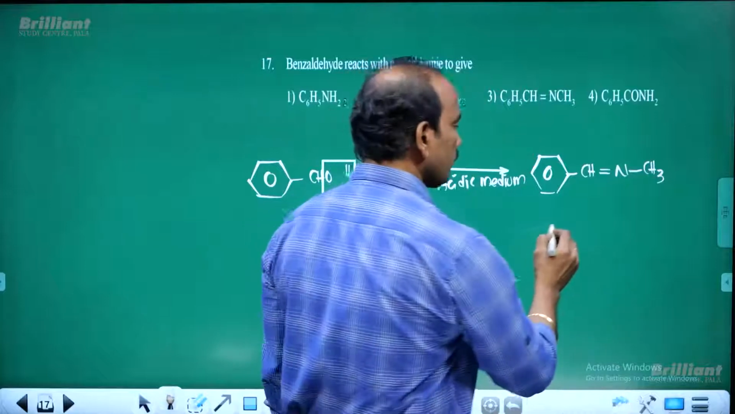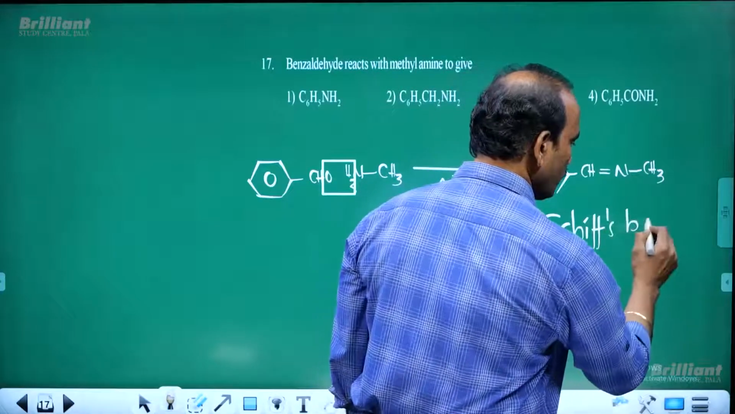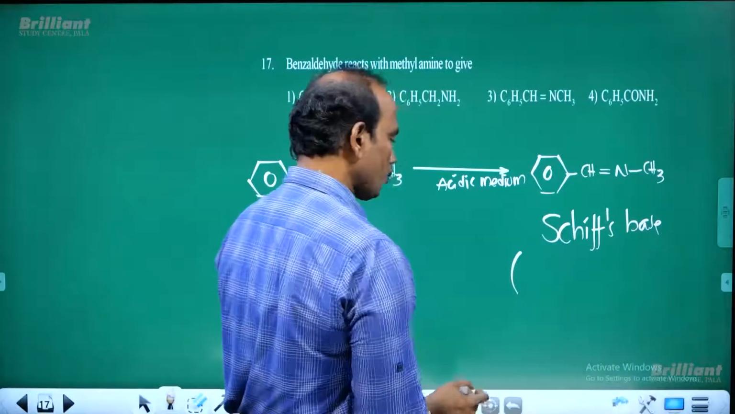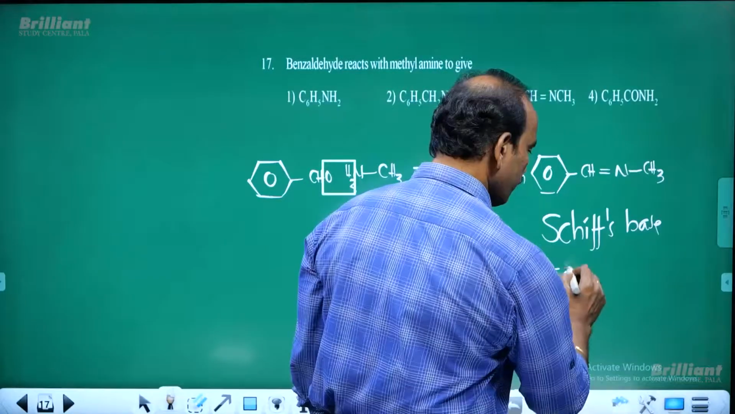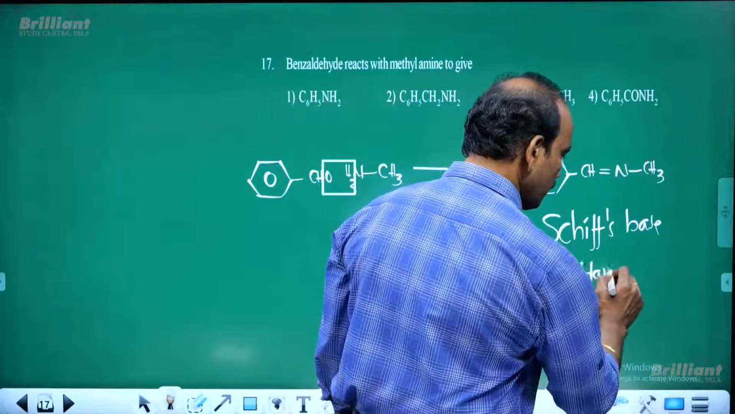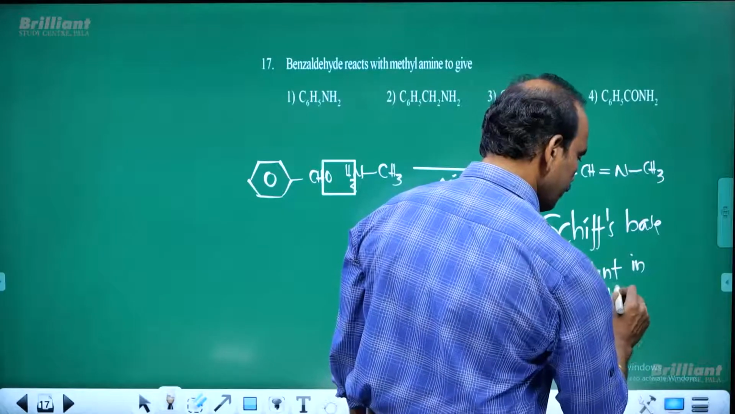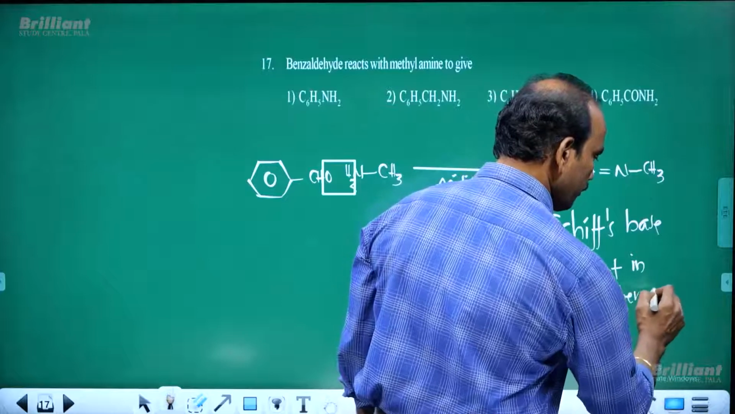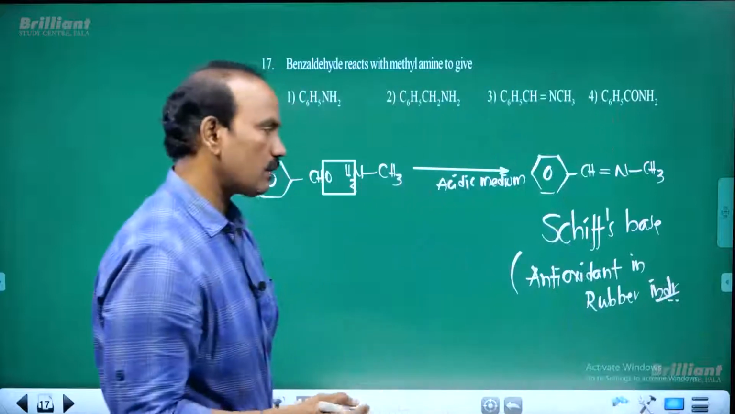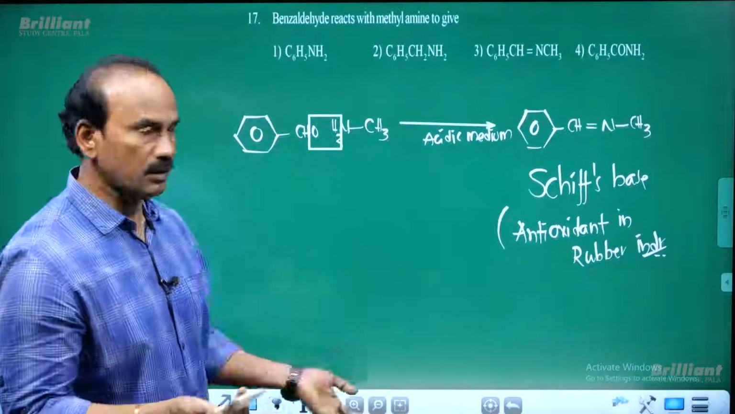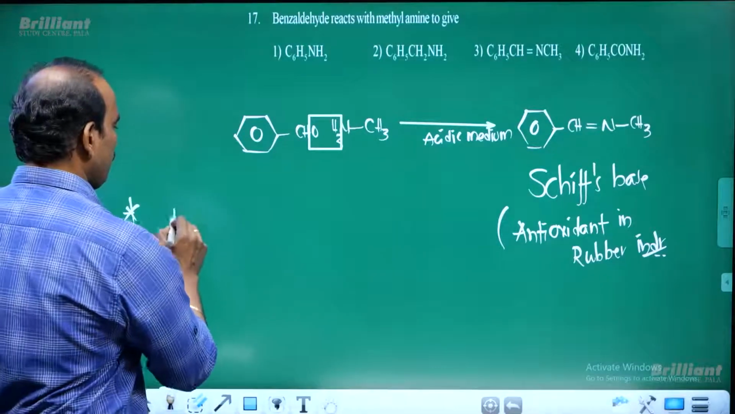General categories: Schiff's bases. What is the use of this one? These are used as antioxidants in rubber industries. Rubber products. Okay, no? Rubber products. What is the best Schiff's base? Important. Best.